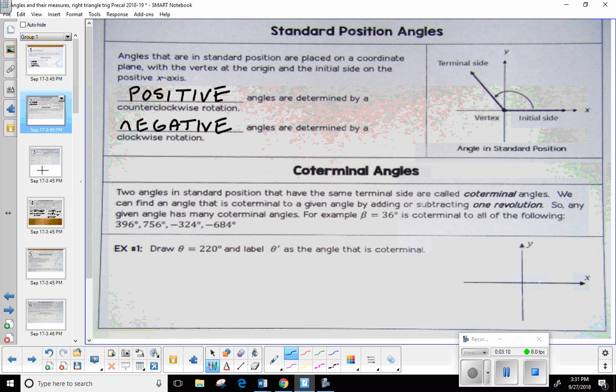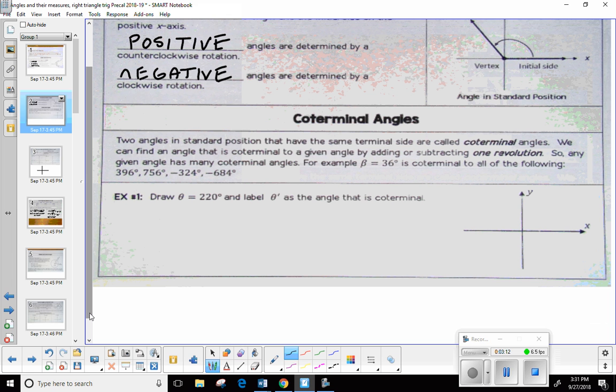Our first type of angles that we want to get familiar with are what we call coterminal angles. Two angles in standard position, that means the initial side starts where? On the positive x-axis. Two angles in standard position that have the same terminal side are what we call coterminal angles. So put simply, they're angles that have different measures, whether degrees or radians, but they have the same terminal side. No matter how you rotate, they have the same stopping point.